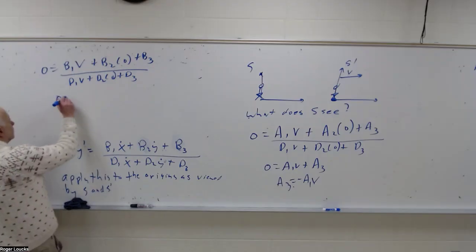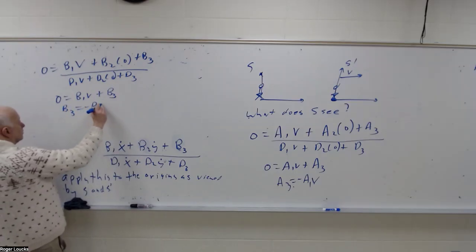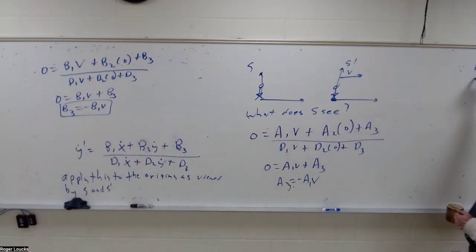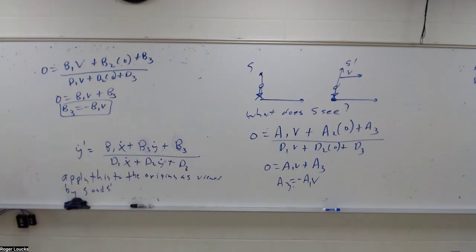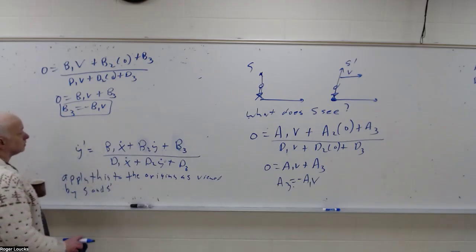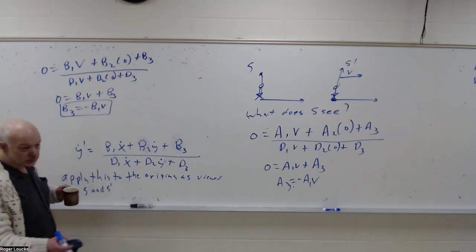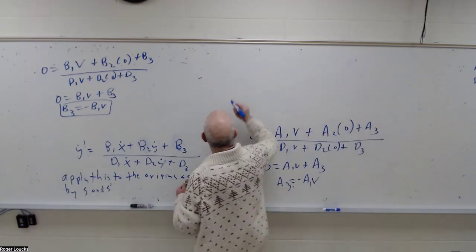So does this give me 0 equals B1 V plus B3? B3 is minus B1 V. And so now this goes over here. Does that make sense? Now we're going to repeat it, but going the other way. We're going to look at this origin over here. So repeat. I was forced to erase an equation, so remember the equation.